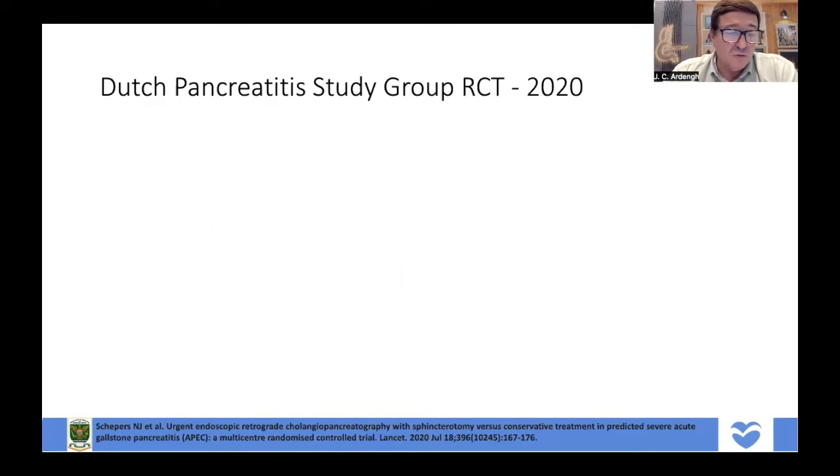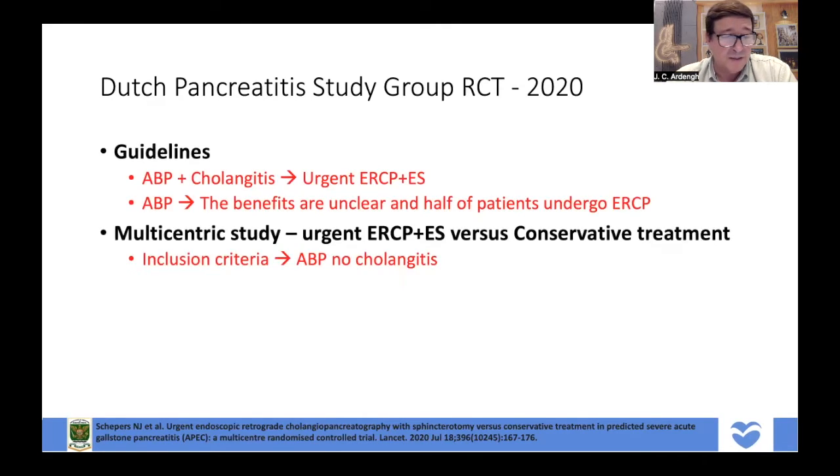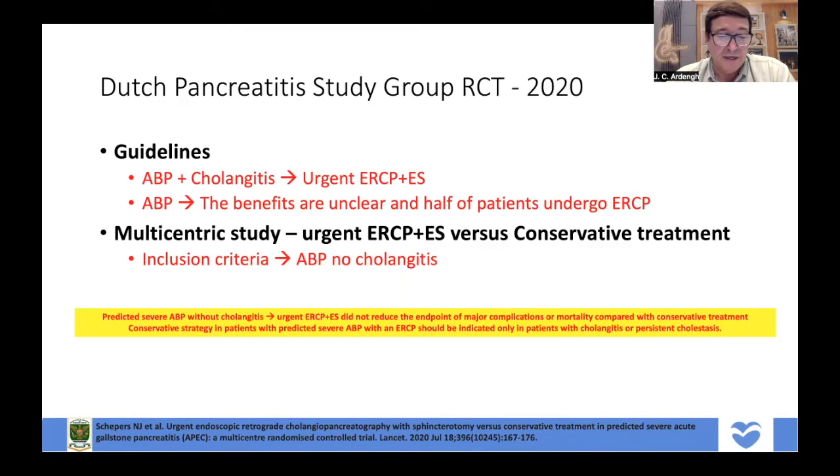This randomized controlled trial from the Dutch Pancreatitis Study Group showed that in patients with predicted severe acute biliary pancreatitis without cholangitis, urgent ERCP plus endoscopic sphincterotomy did not reduce the major complications or mortality compared with a conservative strategy. ERCP should be indicated only in patients with cholangitis or persistent cholestasis.